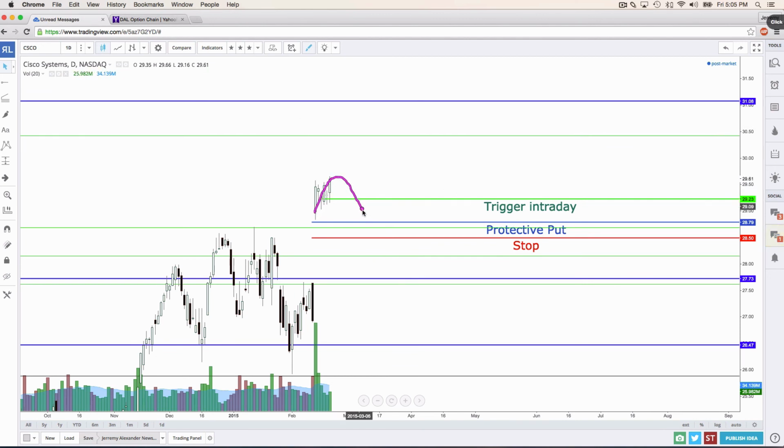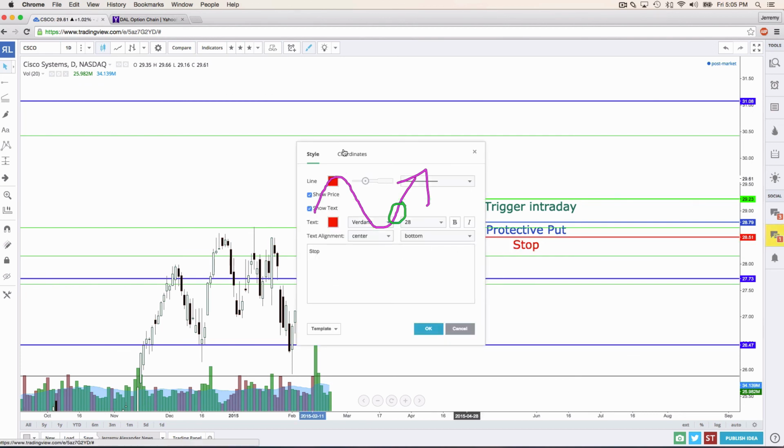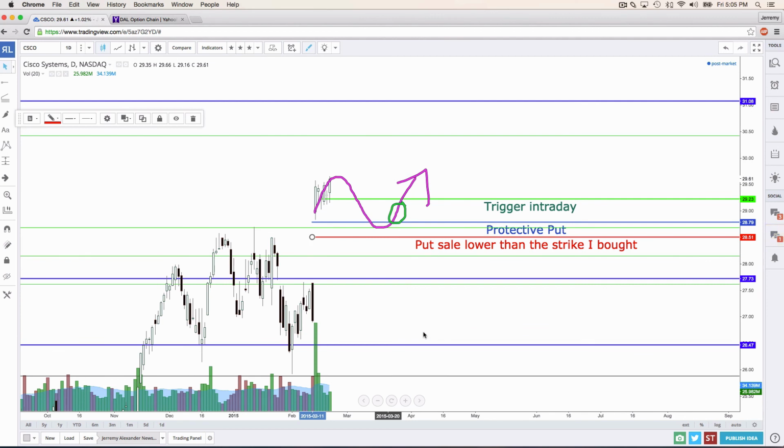Cisco does this, comes down, gets a wick, I whipsaw, and I start continuing up. Right around here, the green circle, I take that stop, and I change it to a put sale. A put sale lower than the strike I bought. And then I hope that Cisco continues going up. This put sale offsets the cost of this protective put. I'm still in the trade. All is well. Boom, boom, boom. And then the trade comes to my target and I exit. Or I get into a collar. And that, ladies and gentlemen, is a video for another time.